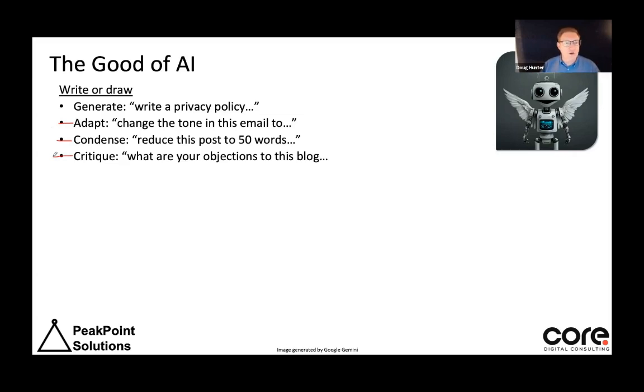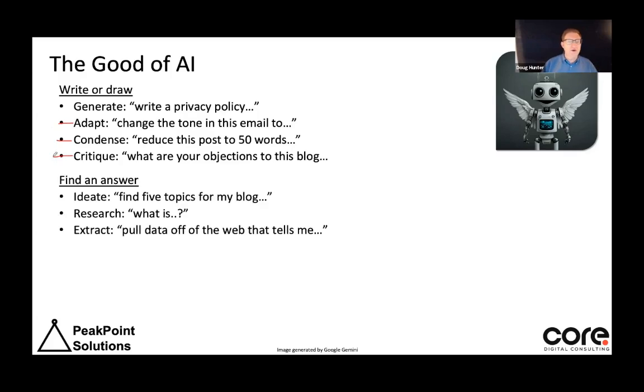After writing or drawing, the next category of things you can do is finding an answer. Brainstorming. It's great for brainstorming. Find me 5 topics for my blog, or asking questions like what is, using Perplexity, or extracting data, pull data off of the web. ChatGPT 4o that was released last week, but you can now upload a spreadsheet to it and it will do analysis on the spreadsheet. It can extract value and data from the spreadsheet for you.